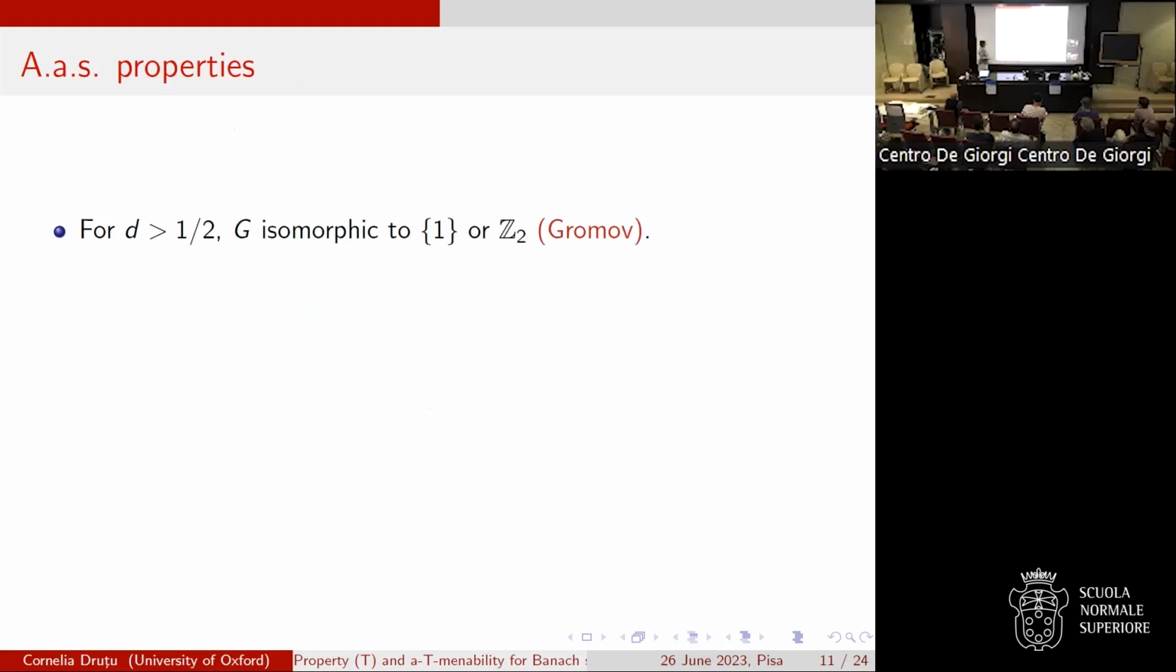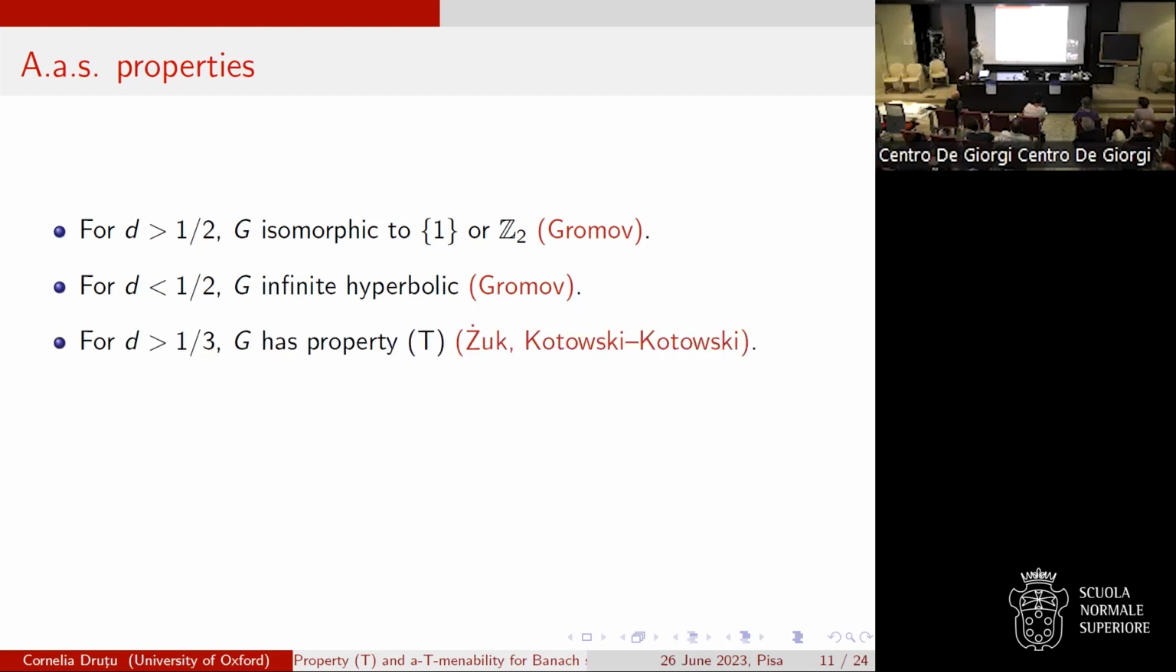And here are a few results that would tell you what the choice of the density should be. I'm talking about properties that hold asymptotically almost surely. If the density is larger than a half, the group is either trivial or Z2. This is Gromov. Actually, the entire theory was, as far as I know, introduced by Gromov. But if the density is smaller than a half, then the group is infinite hyperbolic. So that means that we should work in this case.